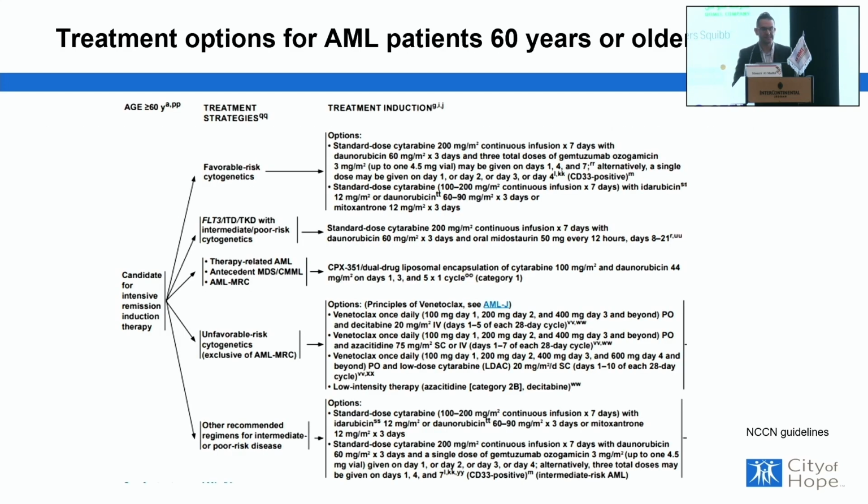This is a very busy slide. I apologize for that. This is coming from NCCN, and it gives you all the treatment options for younger patients and for patients 60 years old and older. In one of those sections in the middle, you can notice that there is therapy-related AML and secondary AML, and the recommendation is to use CPX.